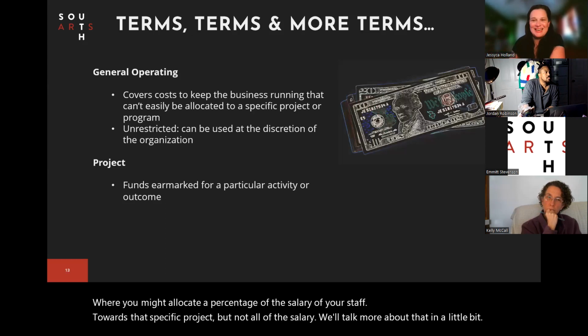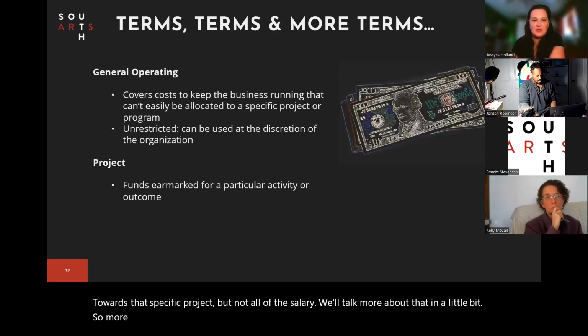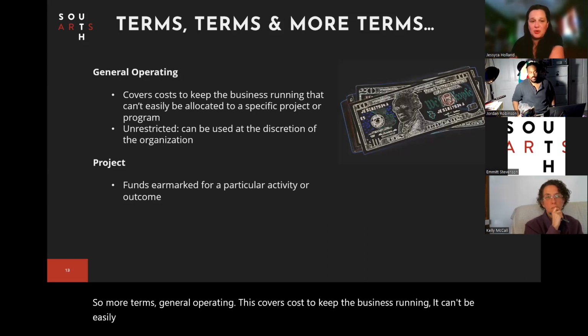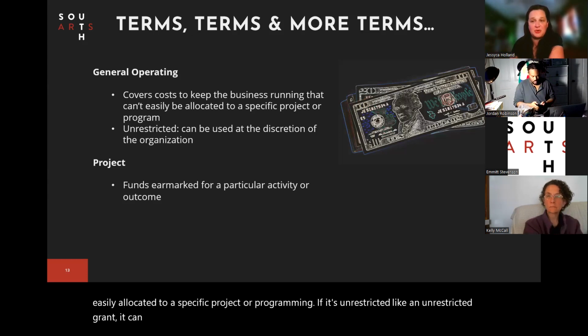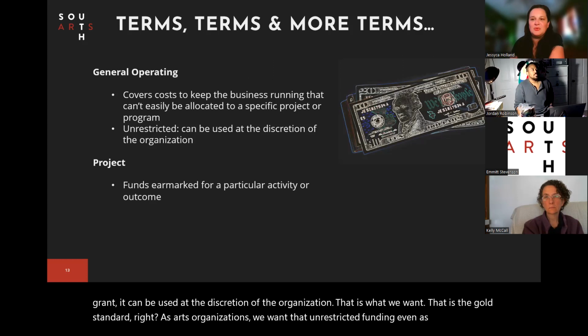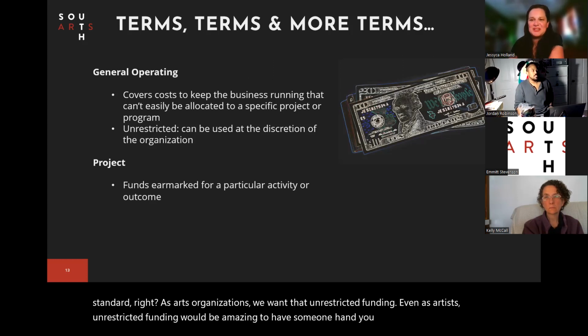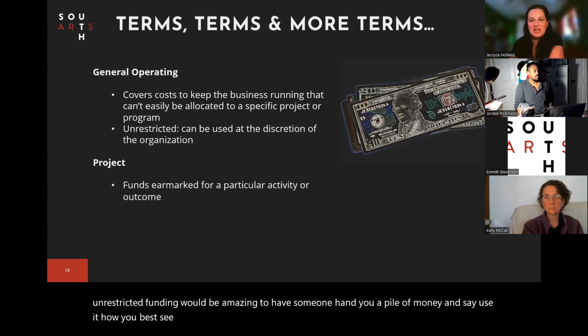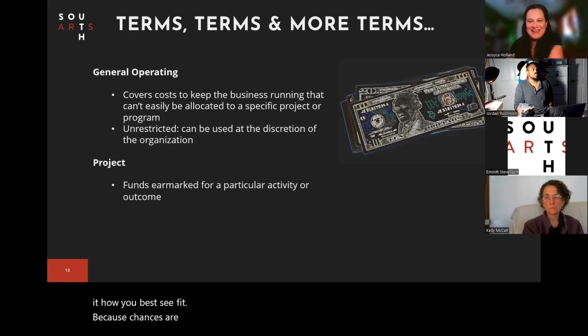So more terms. General operating covers costs to keep the business running. It can't be easily allocated to a specific project or programming. If it's unrestricted, like an unrestricted grant, it can be used at the discretion of the organization. That is what we want. That is the gold standard, right? As arts organizations, we want that unrestricted funding. Even as artists, unrestricted funding would be amazing, to have someone hand you a pile of money and say, use it how you best see fit. Because chances are we're going to use it as we see fit, and research supports that people make good decisions based on what they need.